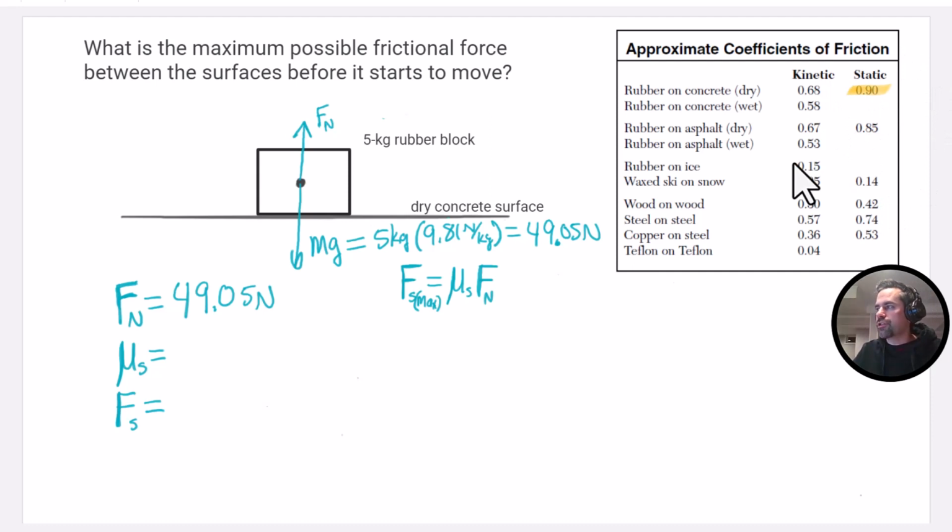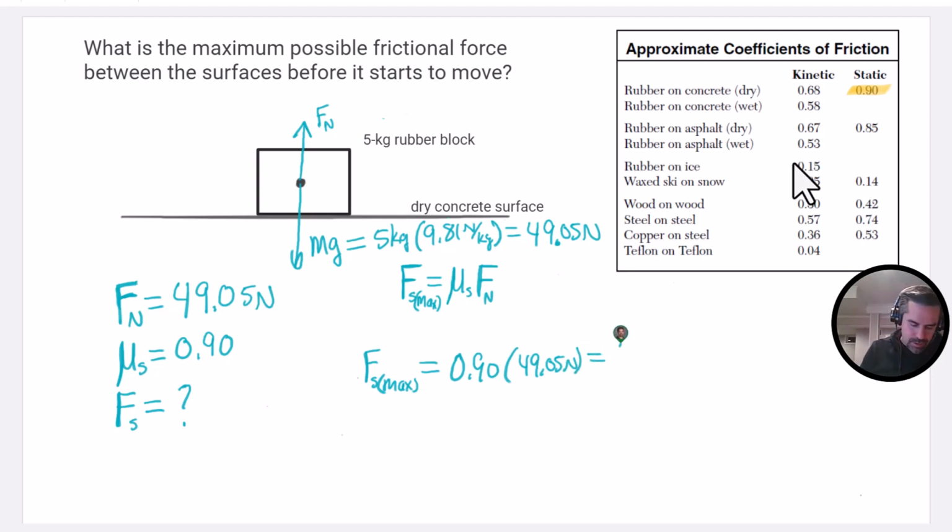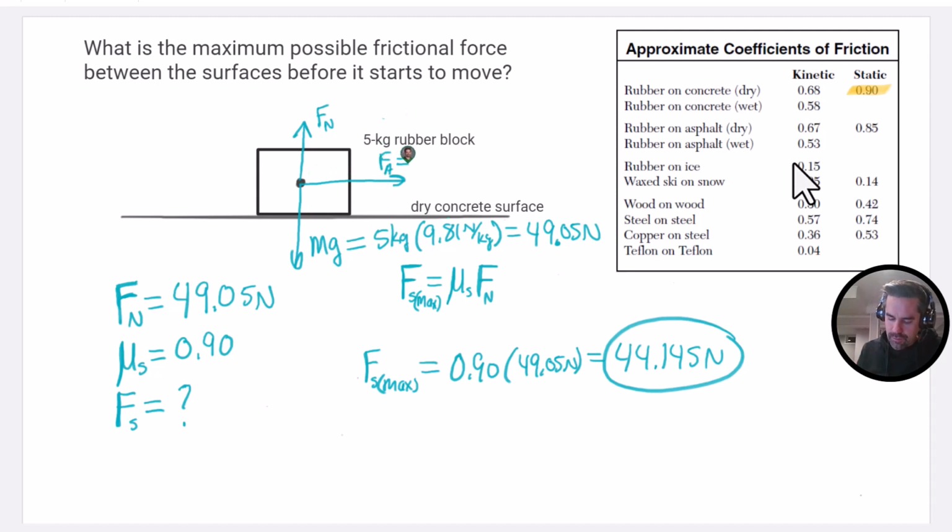So we can just write our normal force as being equivalent to that weight force. Our coefficient of friction is taken straight from the reference tables. It's 0.90, and we're trying to find out what the maximum static friction force could be. We're just going to multiply these together, and that gives us a value of 44.145 newtons.